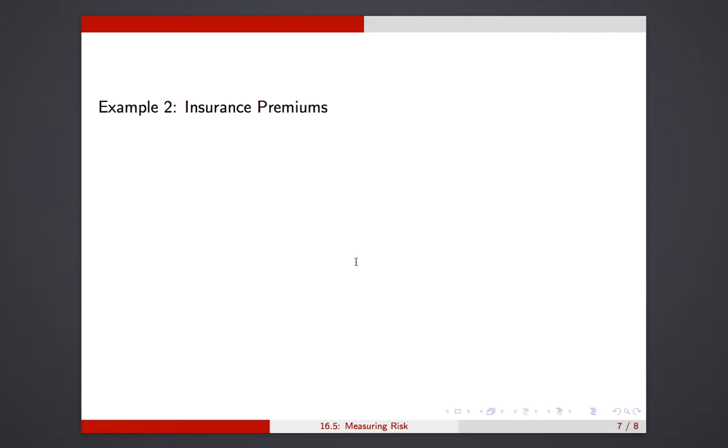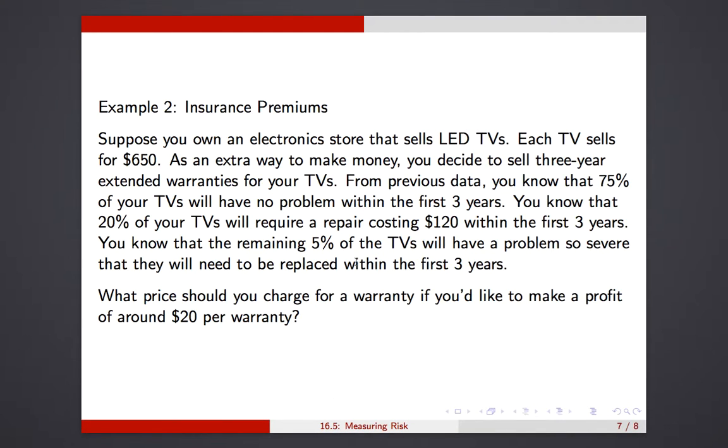Let's now move on to our other example of insurance premiums. So the kind of insurance we're going to consider here are warranties. Okay, that's a kind of insurance. So consider this example. You own an electronics store and you sell LED TVs. For the sake of this toy example, let's assume the price is all the same for all of these TVs, 650 bucks. As an extra way to make money, you decide you're going to sell 3-year extended warranties on these TVs.